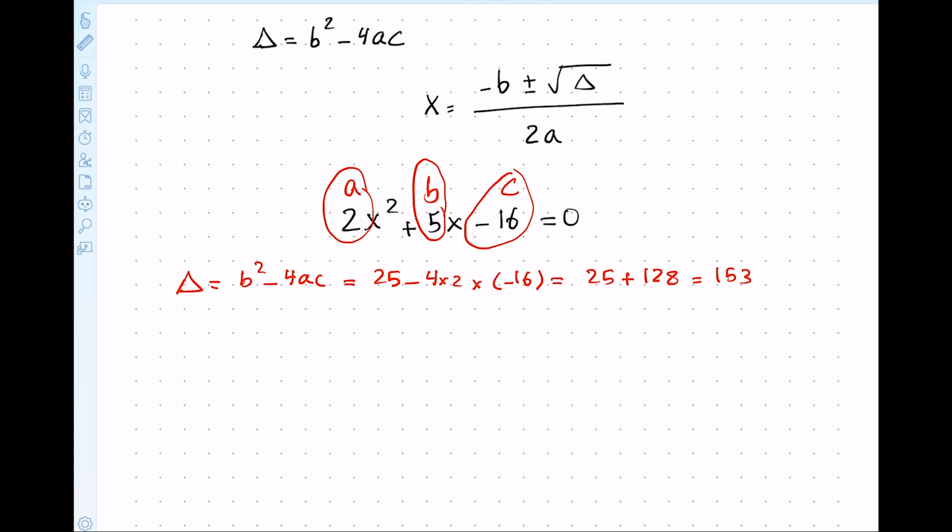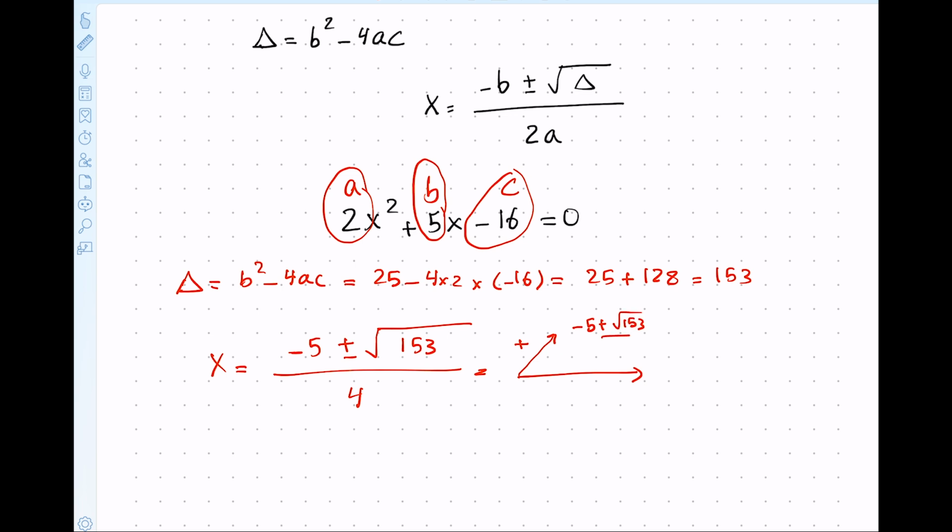And x, therefore, is negative b, negative 5, okay, plus and minus square root of delta. Delta was 153, divided by 2a. 2 times 2, because a is 2. 2 times 2 is 4. All right, so what I have is two different numbers. Let's use the positive first. I have negative 5 plus square root of 153 divided by 4. The second one I have is negative 5 minus square root of 153 divided by 4.